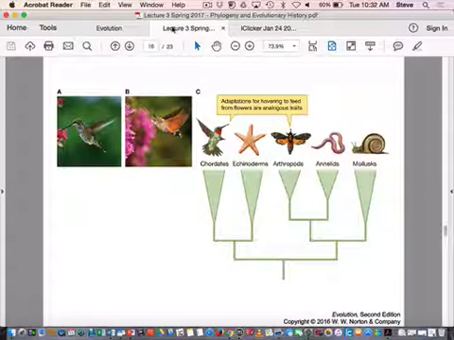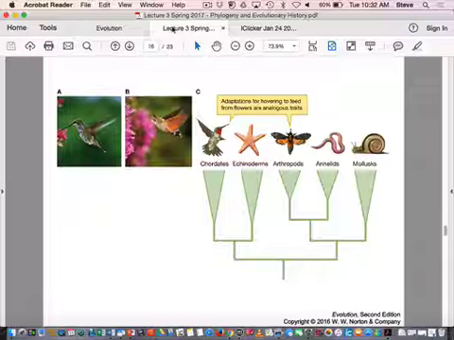Here's another example. Adaptations for hovering to feed from flowers are what we might often call analogous traits. Here's a hummingbird. Do you know what this is? That's a hawk moth that is very similar, feeds on flowers with really long corollas. They're nectar feeders. They're primarily nocturnal, and they obviously have a mouth part that goes deep into these things, and that's what they feed upon.